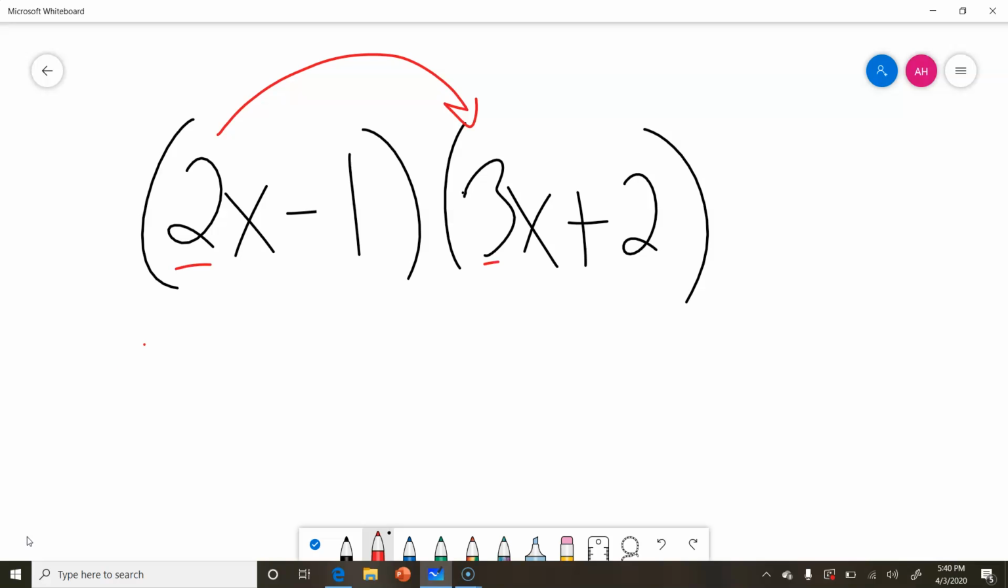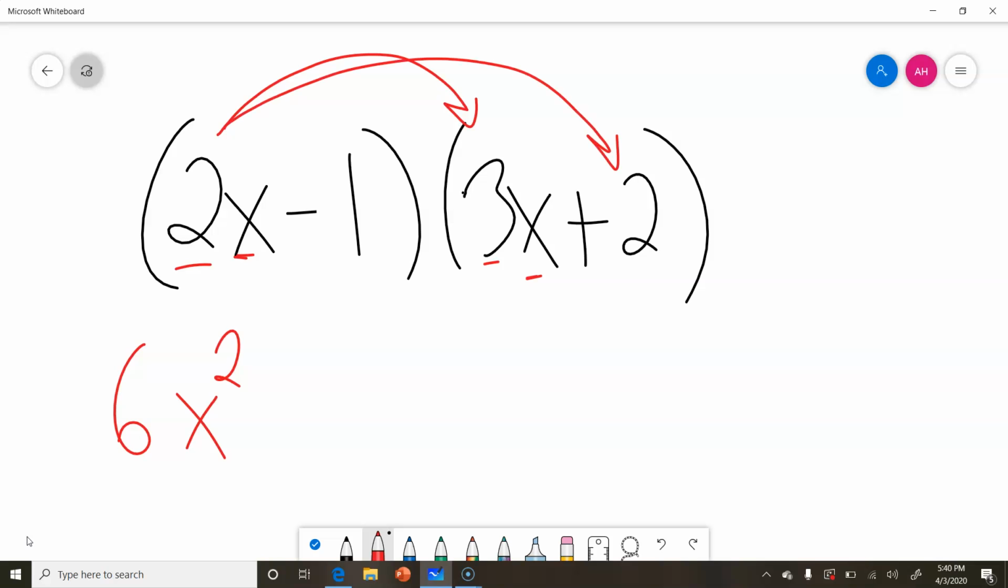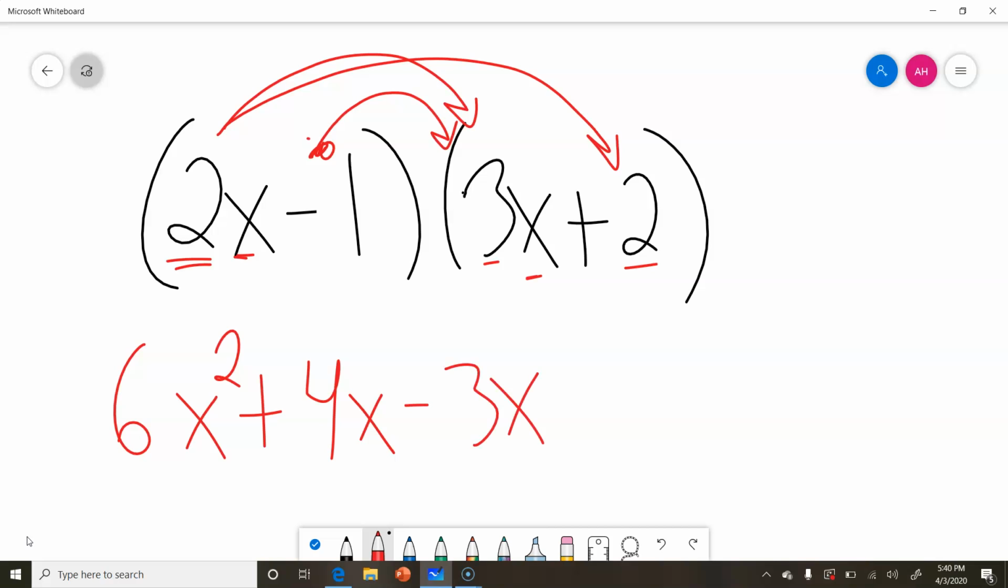2 times 3 is 6. x times x is x squared. Okay, if you didn't understand that step, we have 2 x's, so now we have x squared. Now we do 2x times the 2, and that 2 times 2 is 4, and the x stays the same. Now we do negative 1 here times the 3x, which is negative 3x. We do negative 1 times the 2, and we get negative 2.